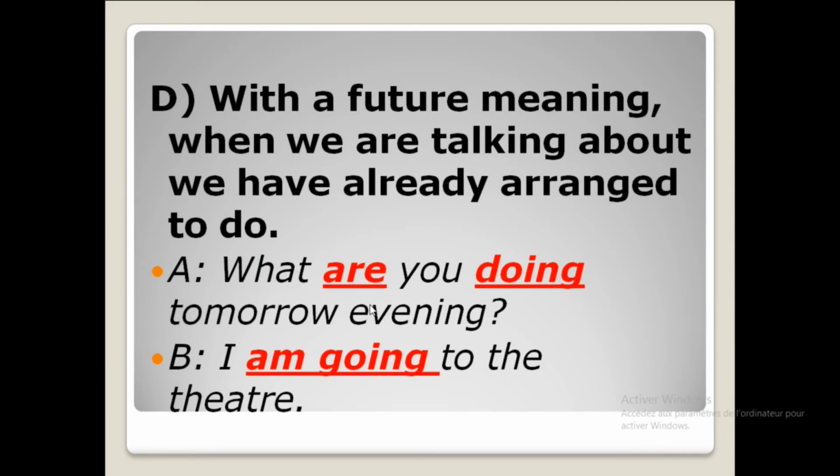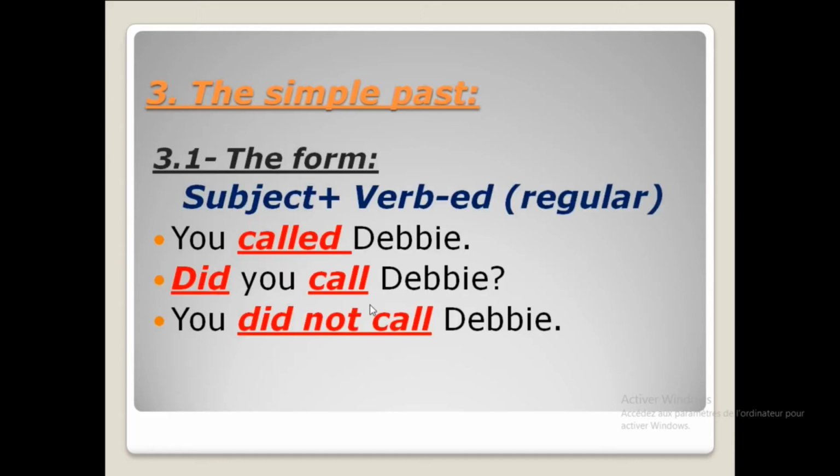D, we also use the present continuous with a future meaning when we are talking about something that we have already arranged to do. It's like a plan. What are you doing tomorrow evening? I am going to the theater. So you already planned for it. And that's it. It's an arranged plan.